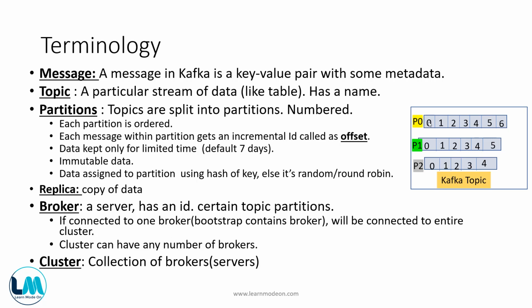The data is assigned to a partition using the hash of the key. Whenever we push a message, which has a key value pair, using the hash of the key, the partitioner decides to which partition the message should be pushed. So similar messages go to the same partition if the key is the same, or else it could be random or evenly distributed among the partitions if the key is not provided. And a replica is a copy of each partition. We will see that shortly.